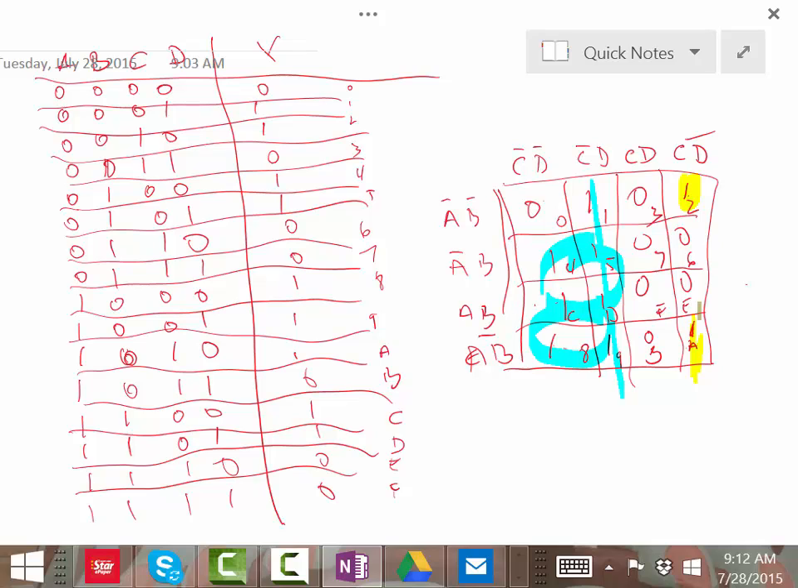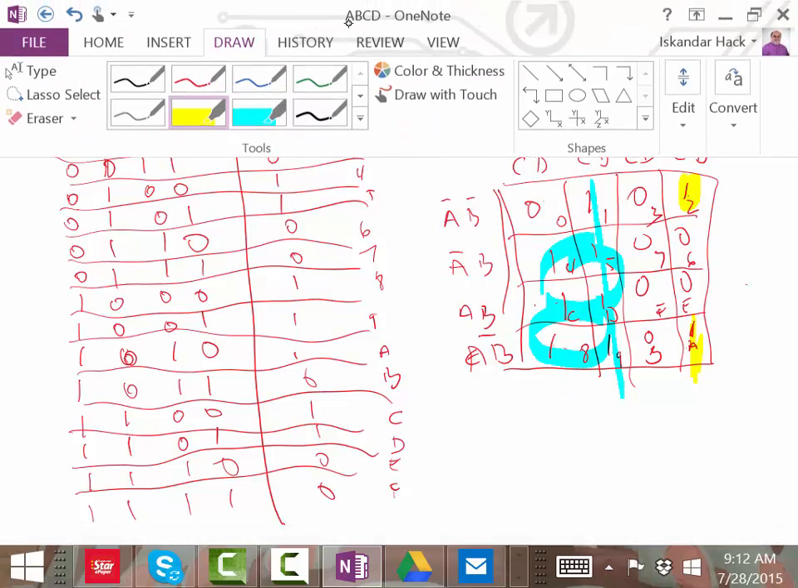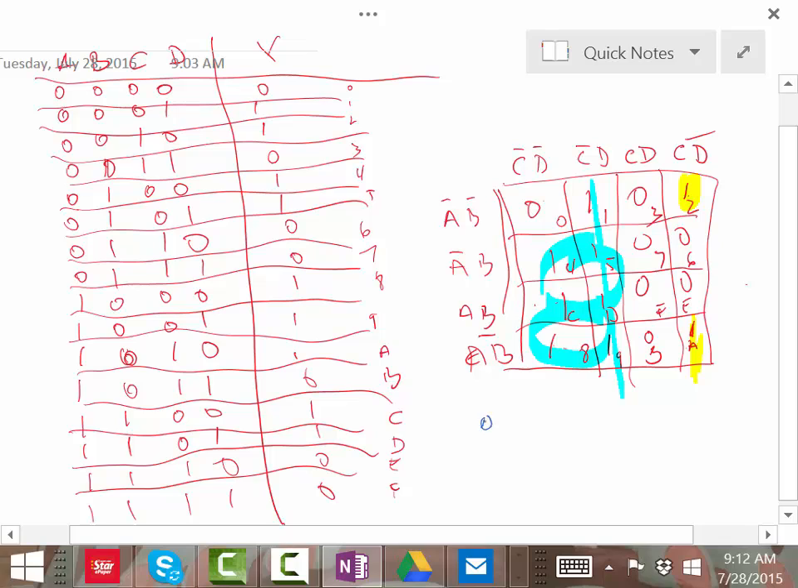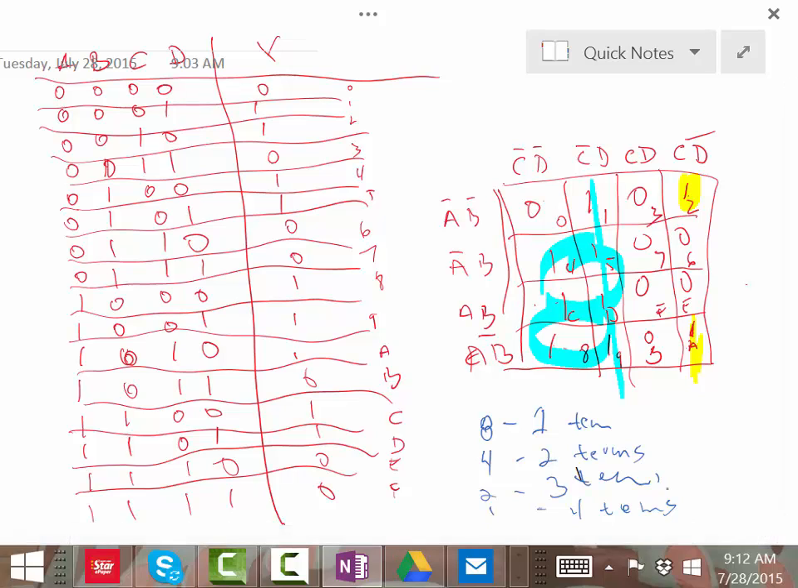I've got 3 groups of 4, right? A group of 4 is 1 term. Let me write this out here. If we have a group of 8, a group of 8 is 1 term. A group of 4 is 2 terms. A group of 2 is 3 terms. And a group of 1 is 4 terms. That's how many variables are going to be in that group. If I have a group of 16, that's 0 terms. A group of 16 means that the function is just a 1. It doesn't matter what the inputs are.